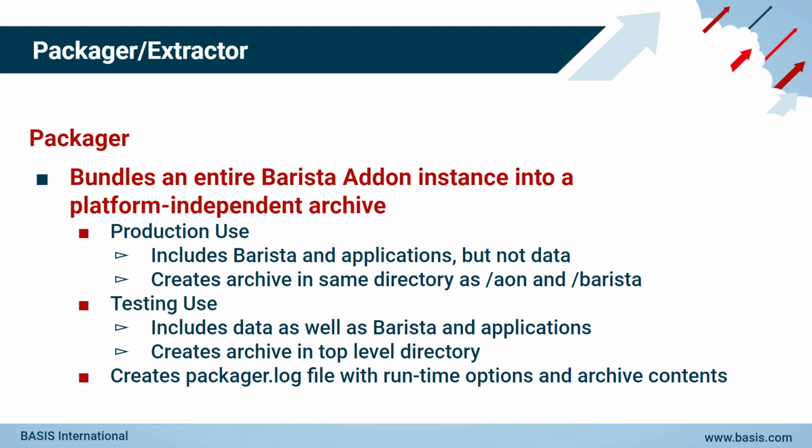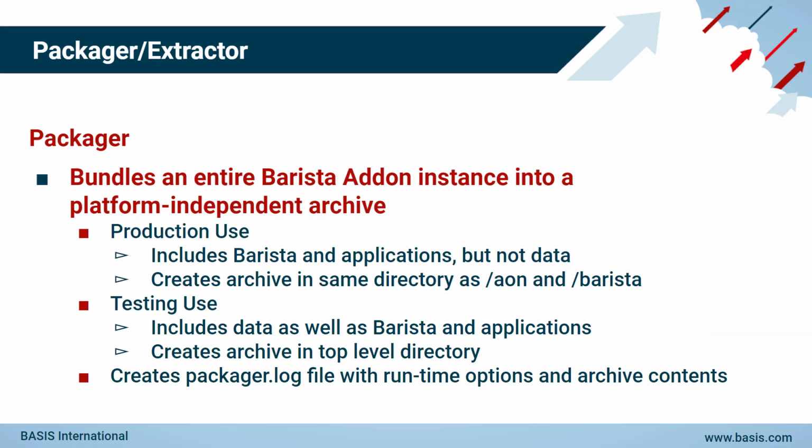On the packager side, you have two options for specifying what goes into the archive. A production archive zips up Barista, add-on, and any verticals in the install location, but doesn't include things like application data and your document archive. As the name implies, a production package is most commonly used for the go-live phase of an upgrade, when you want to grab the newly upgraded and tested Barista add-on and move it over to a production server where you'll run it with the current production data.